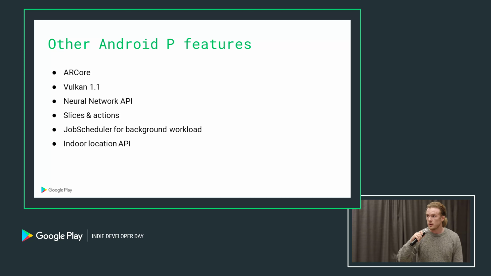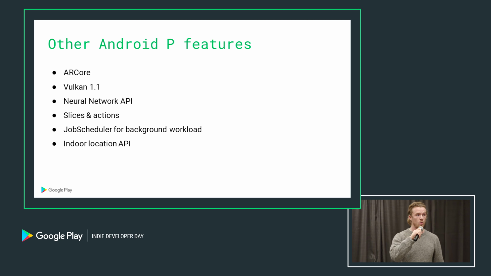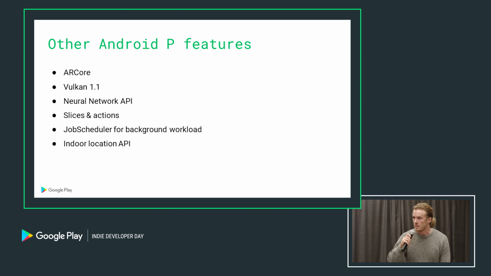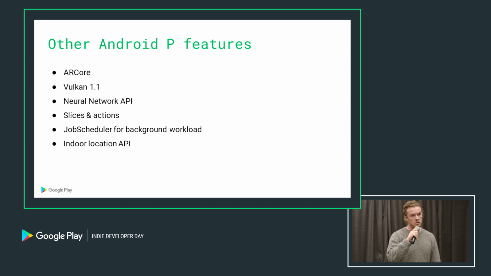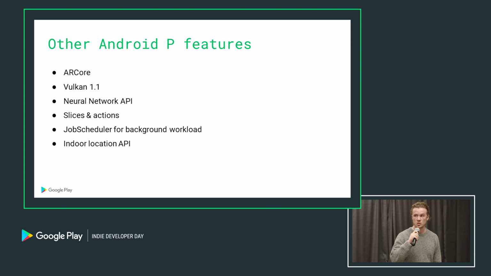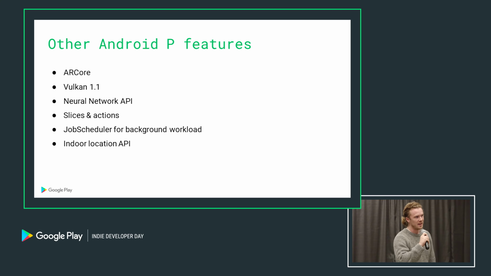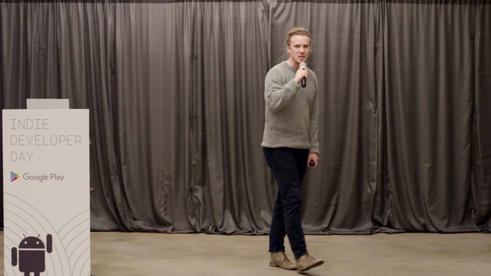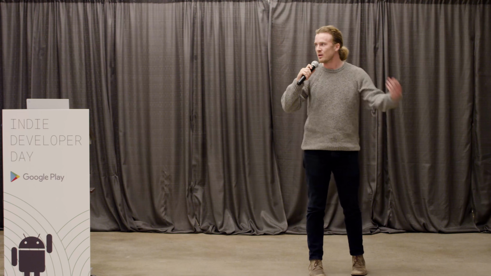Okay, some other Android P features. We've got ARCore, Vulkan 1.1 support, neural network APIs. We've got a job scheduler for background workloads, which should be super helpful for some of you. And also we've got an indoor location API, which you guys being indies come up with the craziest ideas. I'm sure somebody will come up with an amazing game idea based around that. So excited to see what you do with it.